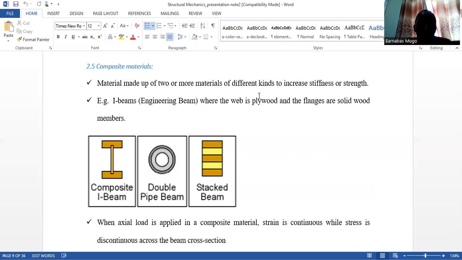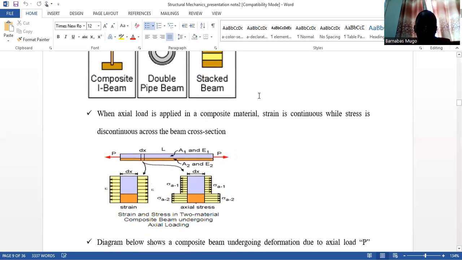When we have an engineering beam or I-beam, as you can see from that diagram, it is made of two different materials in the sense that the flanges are made of solid wood, and the web is made of plywood. The second diagram involves the double pipe beam, and the interior and the exterior, as you can see because of different coloring, are made of two different materials. But because they act as one component, it is called a composite material.